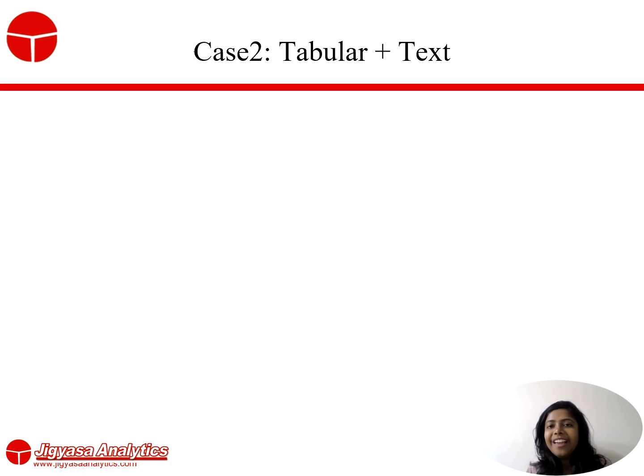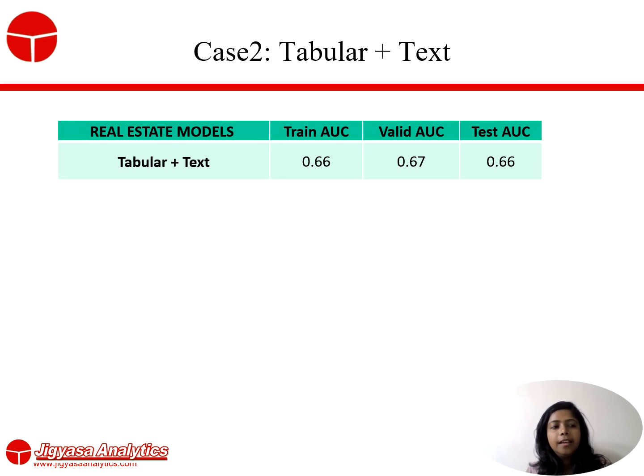Thanks, Disha. Hello everyone, this is Ratna and I will take you through the rest of the results. This is case 2 for tabular plus text. Here train AUC is 0.66, valid AUC is 0.67, while test AUC is 0.66.